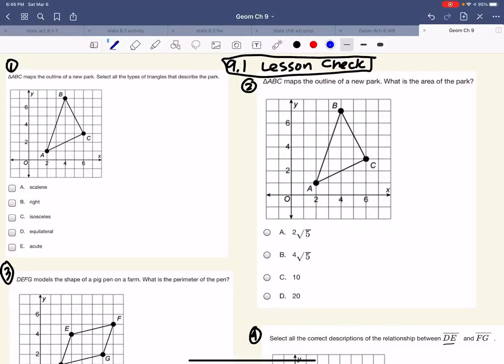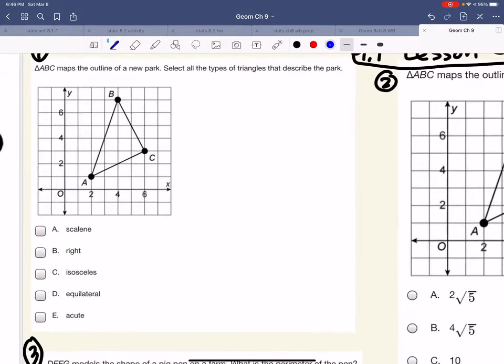Hey guys, here we are, 9-1 lesson check. So using your notes from class and thinking about our discussion question today, let's solve these 5 questions.